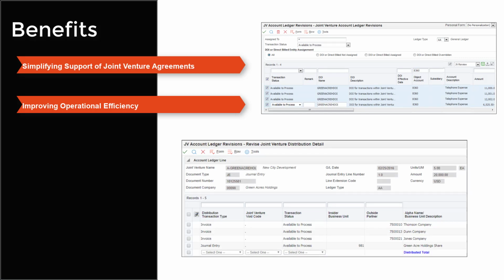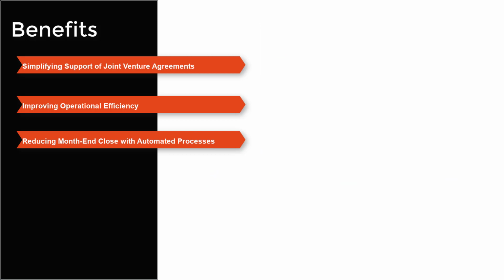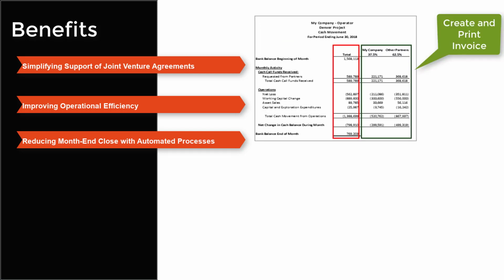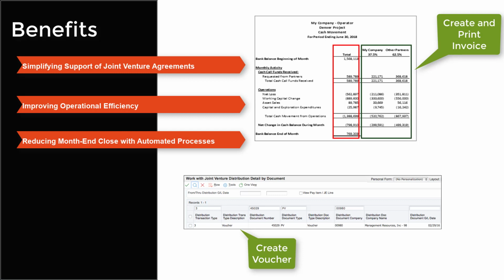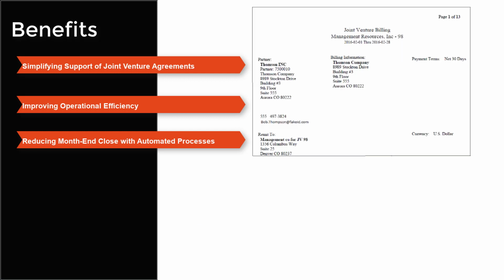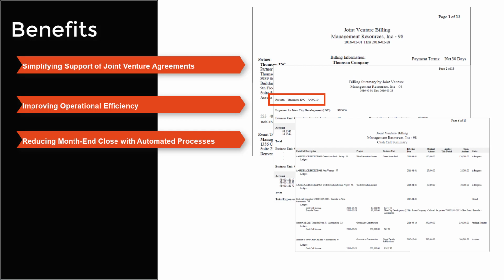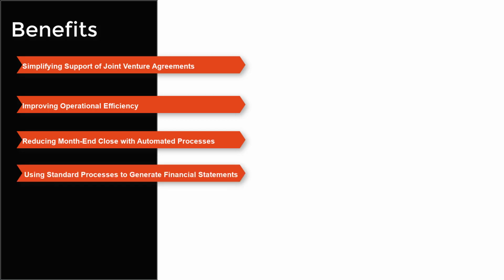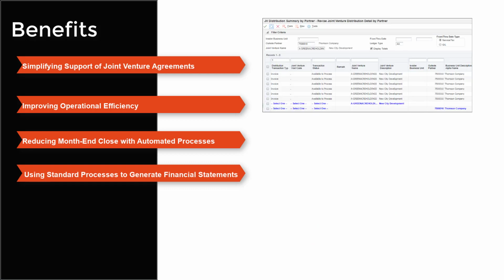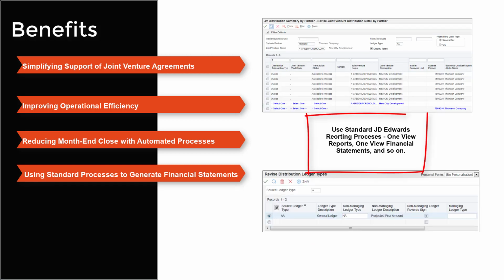reducing month-end close with automated processes that create and print invoices for each partner's share of expenses, create and pay vouchers for each partner's share of revenue, create billing reports for each partner that list the partner's activities, such as the transactions distributed to the partner, cash call information, and billing and payment information, using standard JD Edwards reporting processes to generate financial statements and reporting for the joint venture.